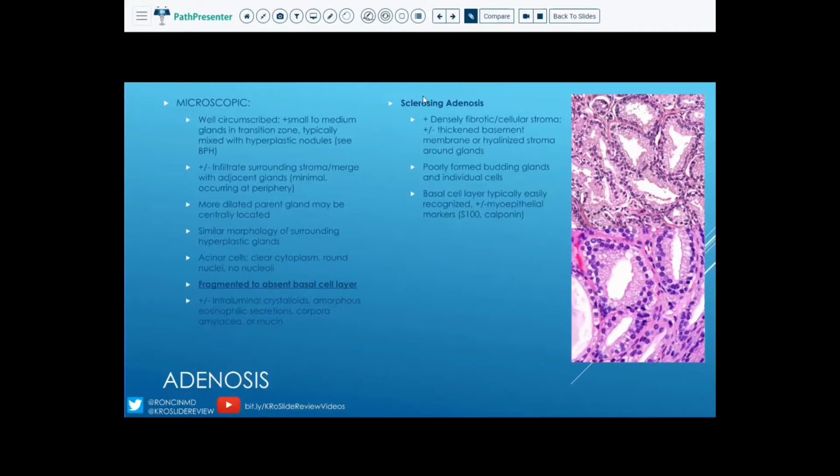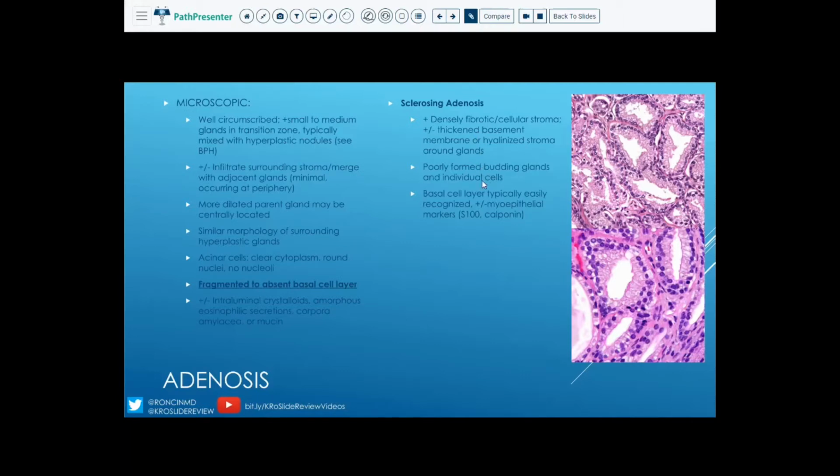When we're in the sclerosing adenosis realm, which is where I think our case really fit, we have this very densely fibrotic cellular stroma, which we did see, and you may or may not see thickened basement membrane or hyalinized stroma right around the glands, and not really appreciable in our case.